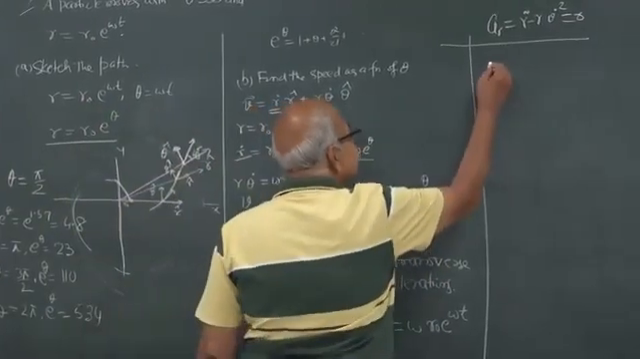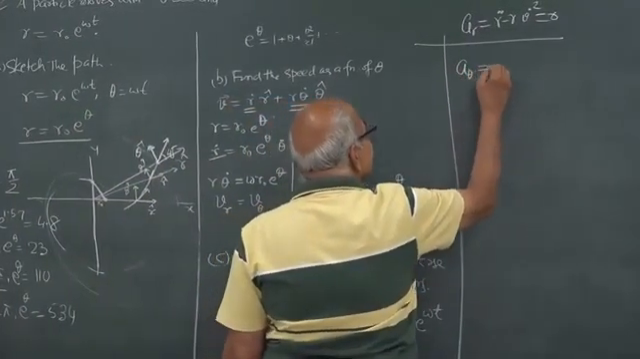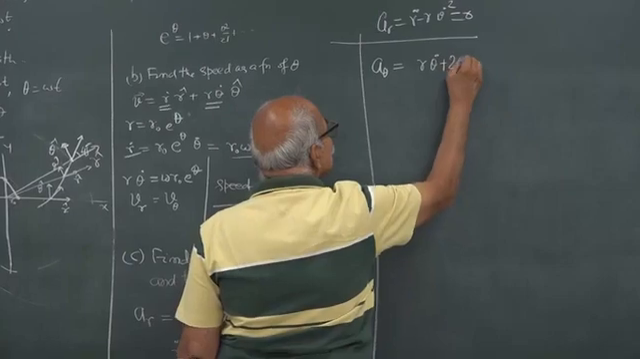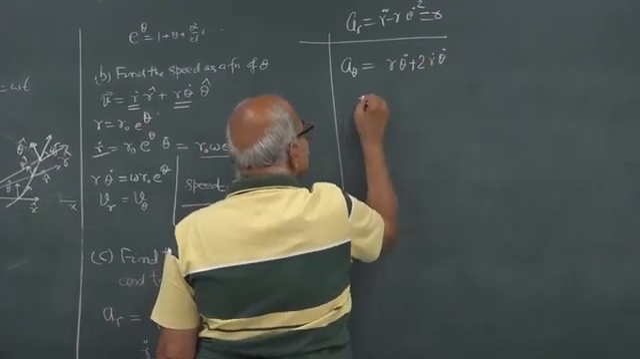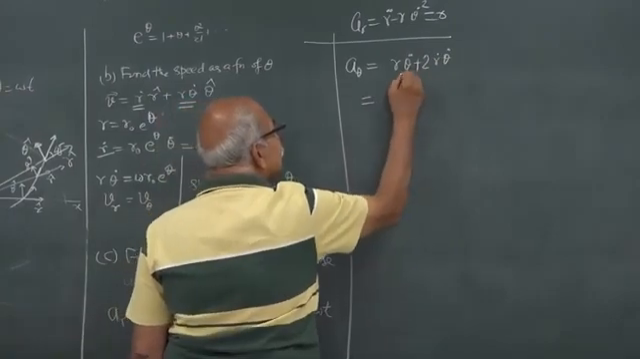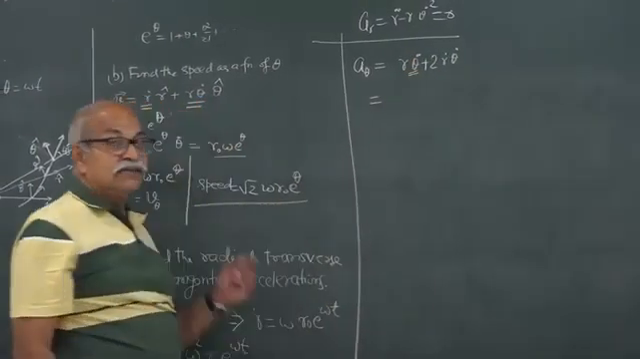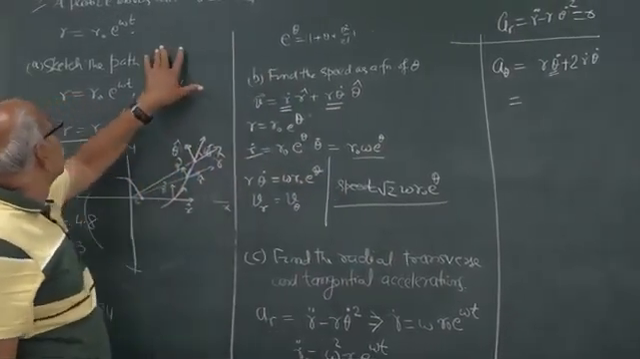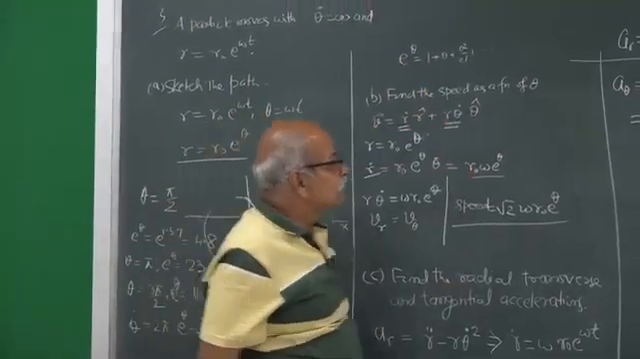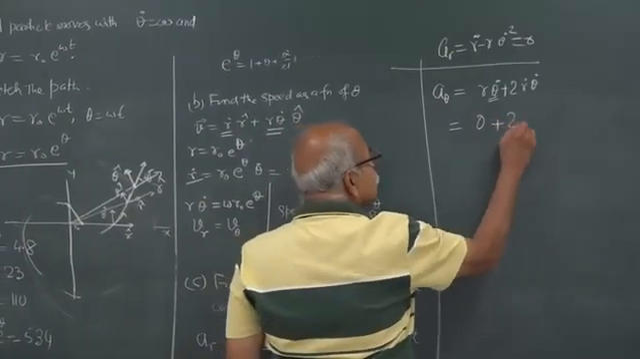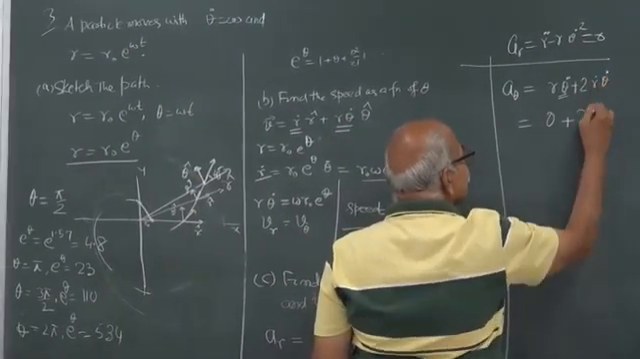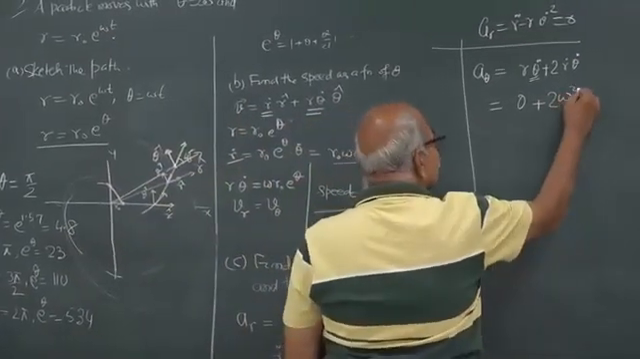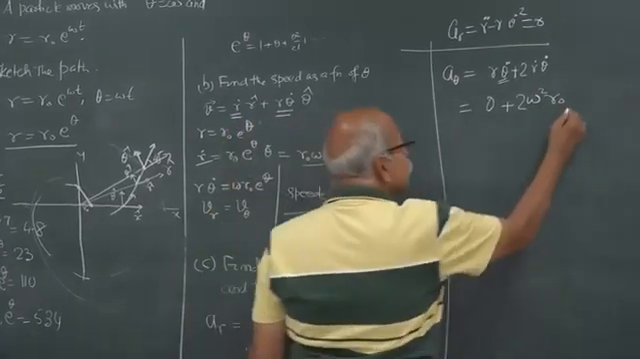Transverse acceleration, that means acceleration in theta direction, is r theta double dot plus 2 r dot theta dot. We go in the same fashion: theta dot is d theta dt, and that is fixed, that is omega. So, theta double dot is 0. 2 times r dot and theta dot is omega, and r dot is omega r naught e power omega t. So, omega here, r naught here, and e power omega t.